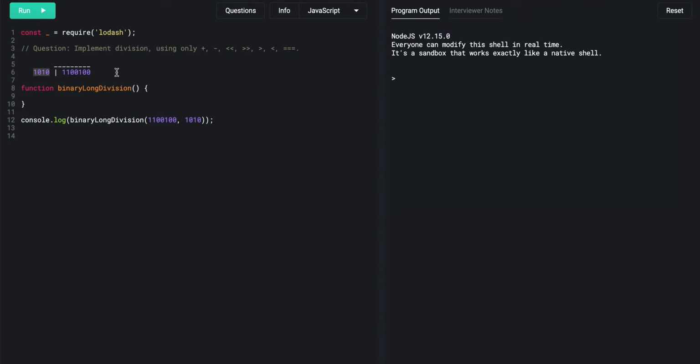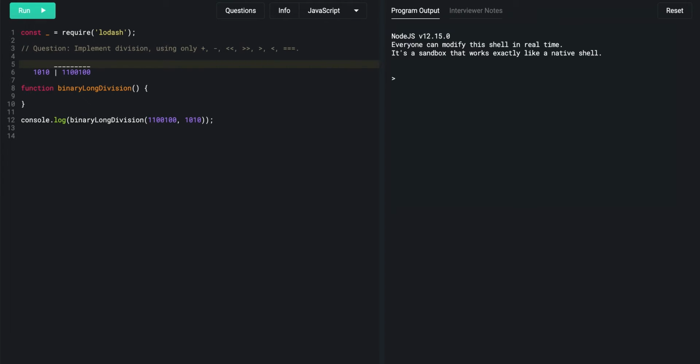So let's look at all of our options. How do we do long division? Let's look at this example. This is an example of 100 divided by 10, except converted to binary. Binary long division is a lot like regular long division, except we only use zeros and ones. So let's try to divide this.